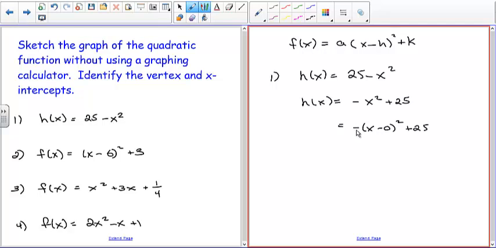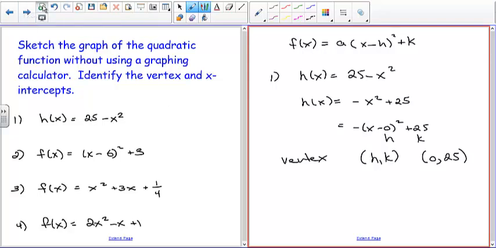We do have this negative sign out front, which means that there's an x-axis reflection. So what we're going to do is put it in standard form, and then define the vertex, which is h comma k. We know that this is h and this is k. So our vertex is going to be at 0 comma 25. We also know that it's upside down because of this negative sign.